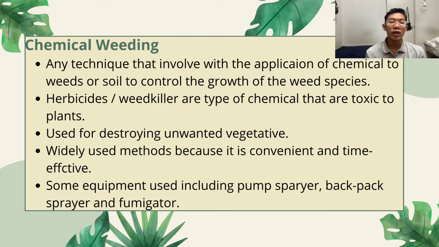Next is chemical weeding. Any technique that involves the application of chemical to weeds or soil to control the growth of the weed species is a chemical weeding. Herbicide or weed killer are types of chemical that are toxic to plants. Chemical weeding is a widely used method because it is convenient and time effective. Some equipment in chemical weeding including pump sprayer, backpack sprayer and fumigator.